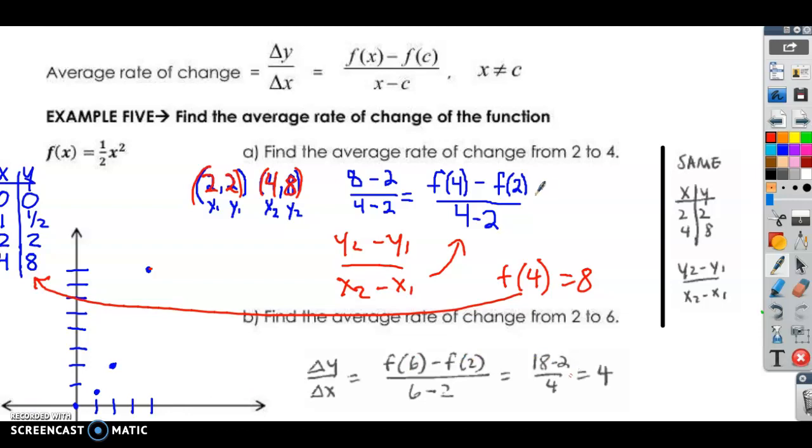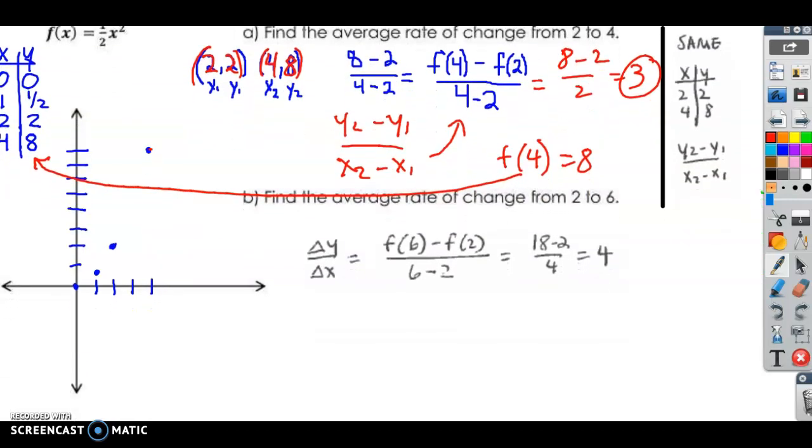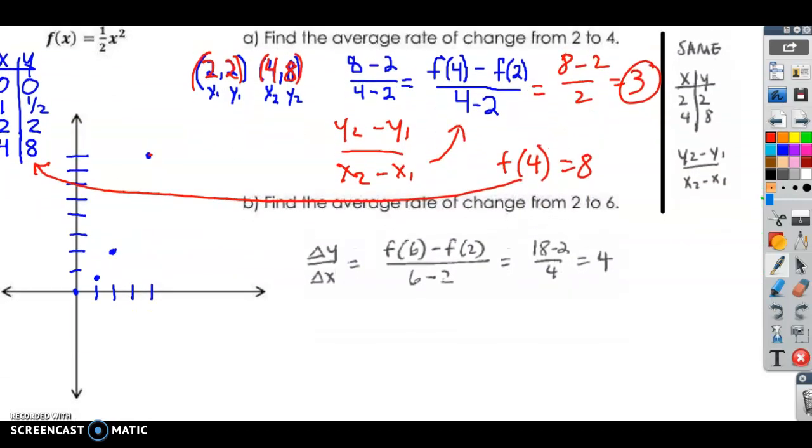Okay, I didn't finish the problem. So that's 8 minus 2 over 2, so that's 3. That's the slope of a line containing those 2 points. There you go, average rate of change. Now, if we try to find the average rate of change between 2 different numbers, we're just going to have 2 different points, 2 different values. So f of 6, when I plug in 6 for x, what do I get for y? 18. When I plug in 2 for x, what do I get for y? 2. So 18 minus 2, and then divided by 4, and you get 4.